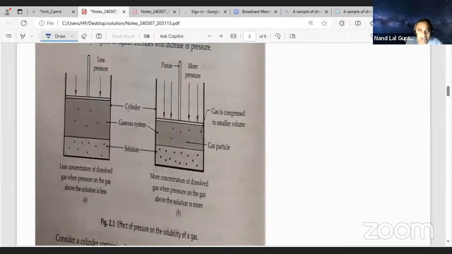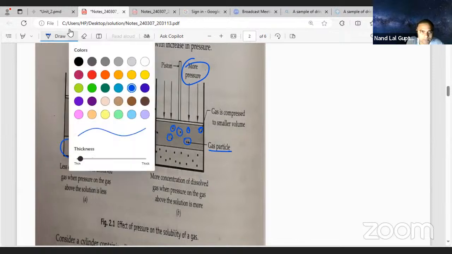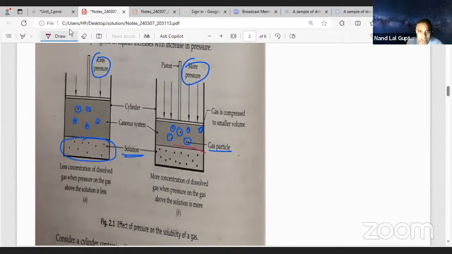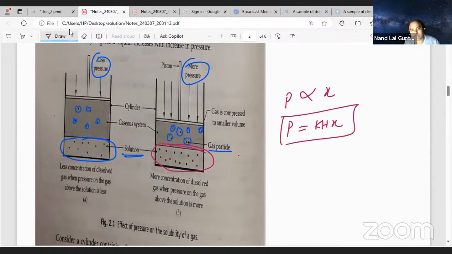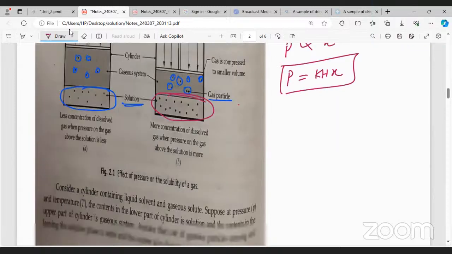Here less pressure is there. So the gas, you see how many? 1, 2, 3, 4, 5 molecules. But here pressure is more, so the number of molecules, you see 1, 2, 3, 4, 5, 6. So there are more molecules. This is the gas particle. When pressure is less, the particles are very few. Can you see this one? In the solution, fewer particles, but here when pressure is more, the dissolved particles are more. So pressure is proportional to mole fraction. So P is equal to KH times X. Can you understand this? Yes, sir. Okay, thank you.